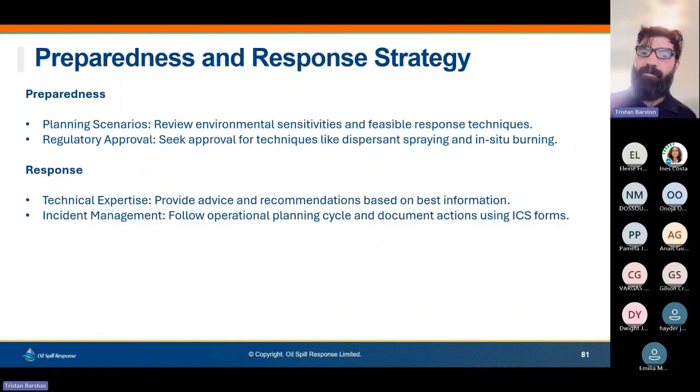And then during the response, we know that we have our trained team already experts in how we're going to respond. Built upon that, you also have OSRL, that can come to your site through our technical advisor service or be available at the end of a telephone, who can provide that technical expertise, what's worked well in other areas that could be effective in your particular situation as well.